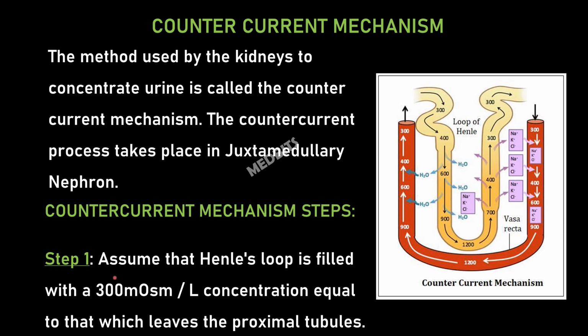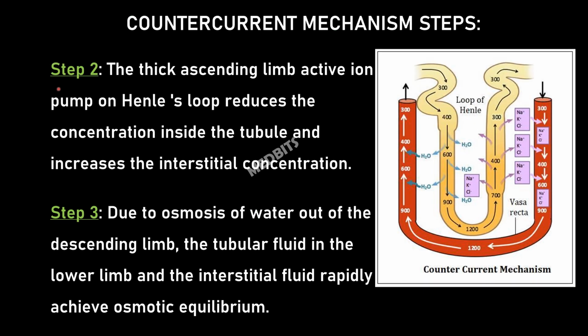Step 1 is to assume that Henle's loop is filled with 300 milliosmolar per liter concentration, equal to that which leaves the proximal tubule. See, here is 300 milliosmolar per liter concentration. And the second step is the thick ascending limb active ion pump on Henle's loop reduces the concentration inside the tubule and increases the interstitial concentration.